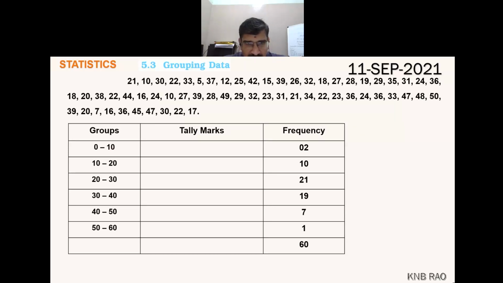You can check in our previous class, we were having 60 students' marks in mathematics. If we make class intervals as 0 to 10, 10 to 20, 20 to 30, 30 to 40, 40 to 50, 50 to 60, were the frequencies correct? 2 falling in 0 to 10, 10 falling between 10 to 20, 21 students falling between 20 to 30 marks, 30 to 40, 19 students, and 40 to 50, 7 students, and 50 to 60, only one student who secured 50 out of 50. I hope it is right?